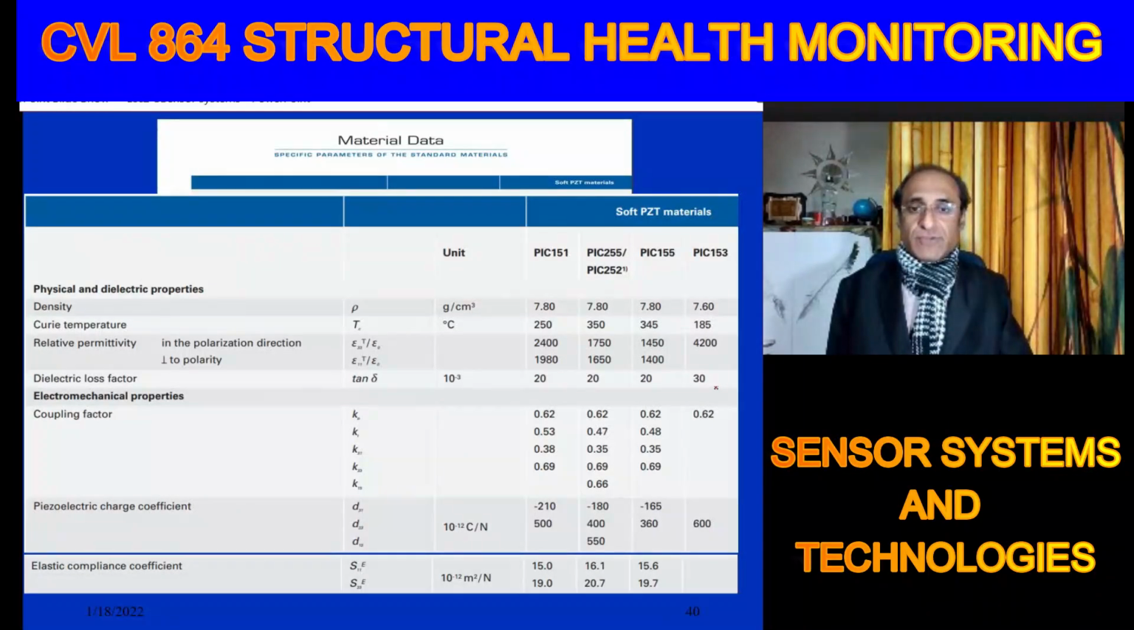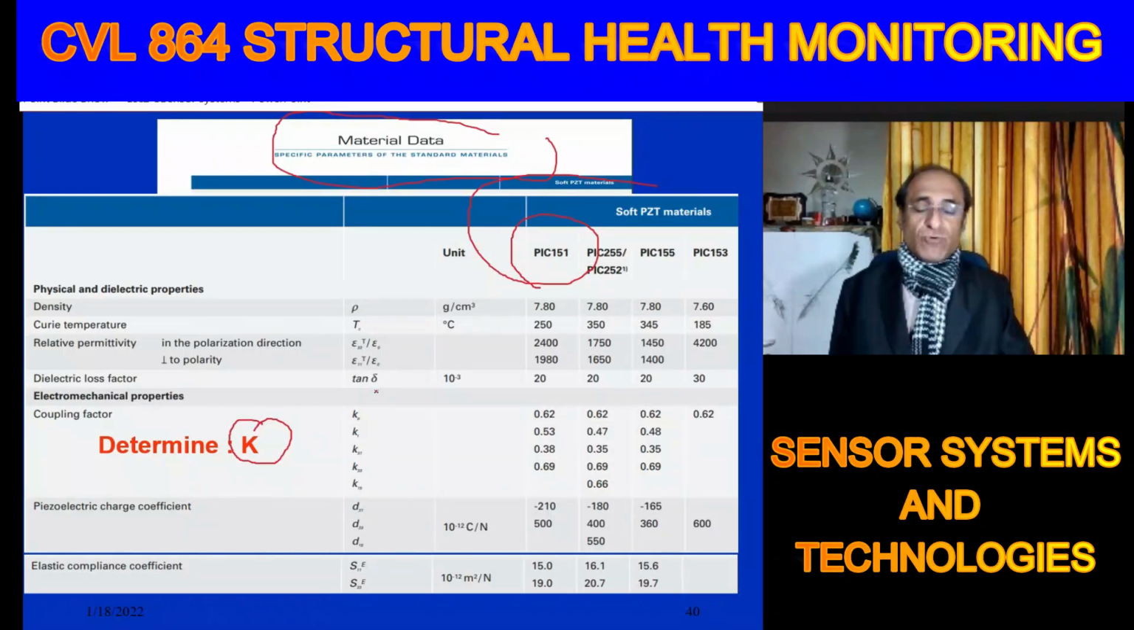So now we are giving you an exercise. These are basically the parameters for this particular grade, PIC 151. We have obtained them from the site of PI Ceramic. If you go to PI Ceramic, you will get the data sheet. For the values given here, you can determine the value of the constant K yourself. I have already told you that it's 200 millivolts per microstrain. That is the approximate value. So if you input these values, you will be able to get the exact value.